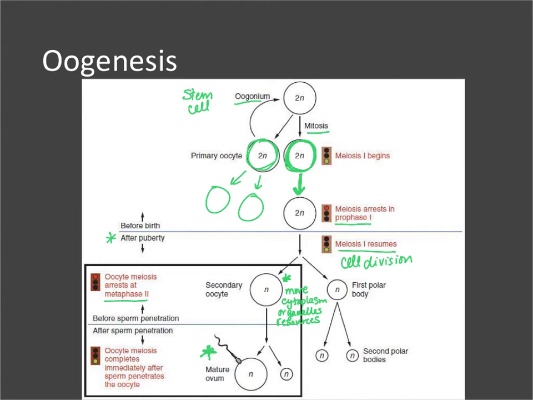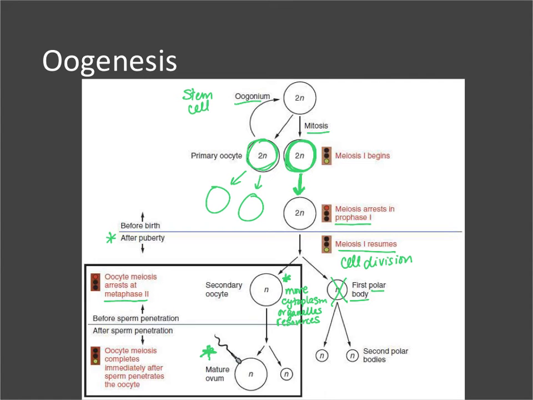And so this cell needs things like ribosomes to make protein and mitochondria to make ATP. This one cell gets the majority of those resources, and the other cell is called a polar body. These polar bodies are not viable, so they cannot be fertilized by a sperm, and they're just too small. They don't have the resources necessary to go through cell division to form an embryo and then a fetus.